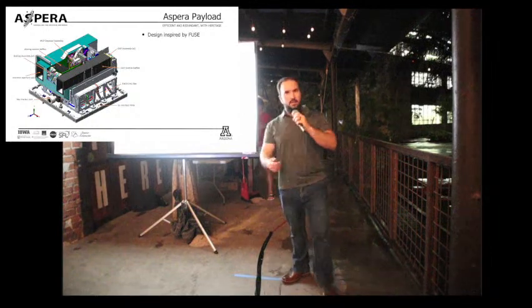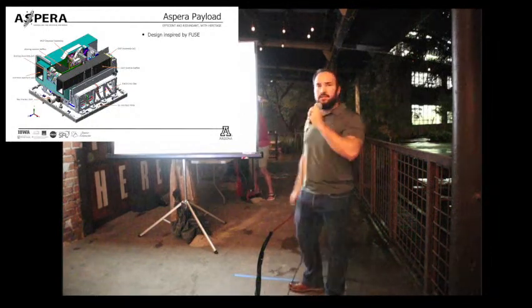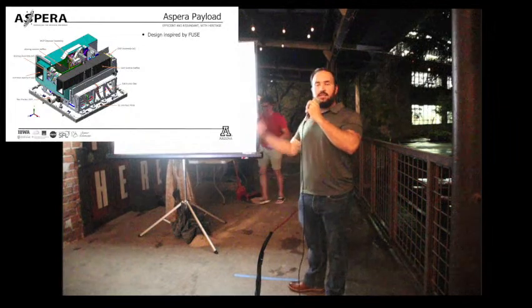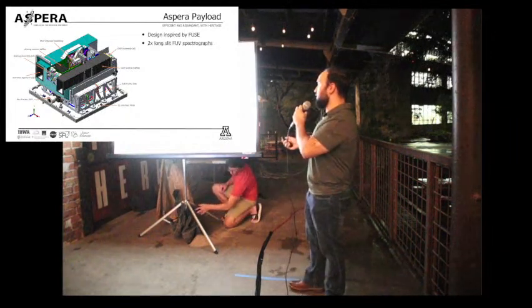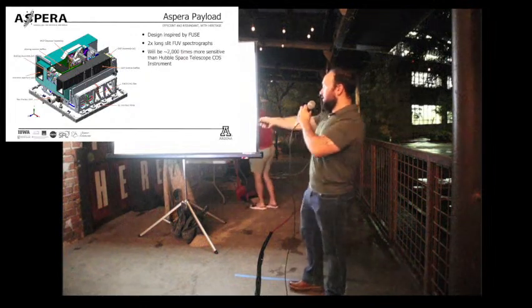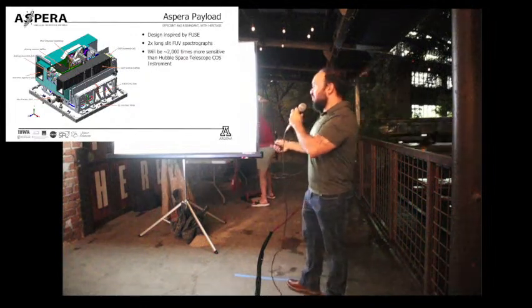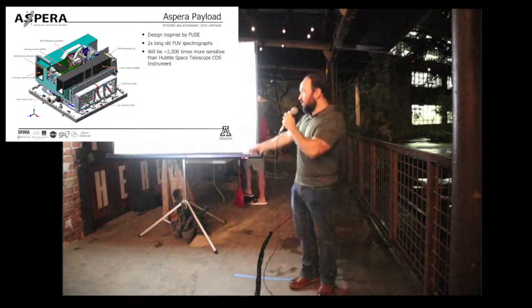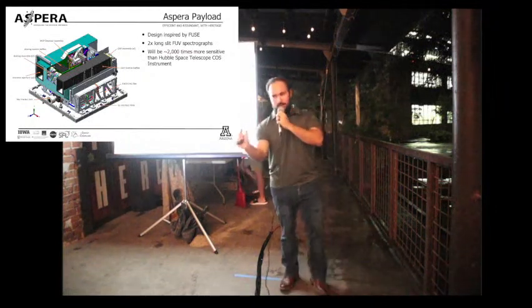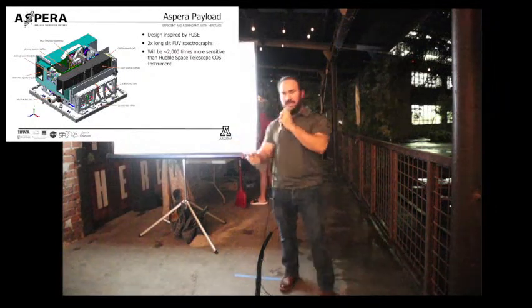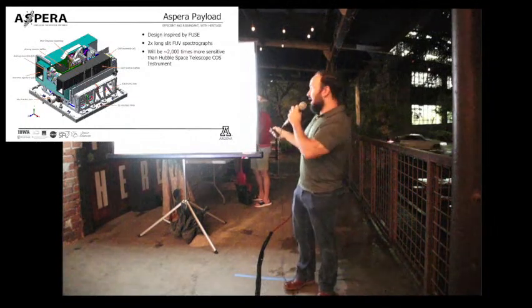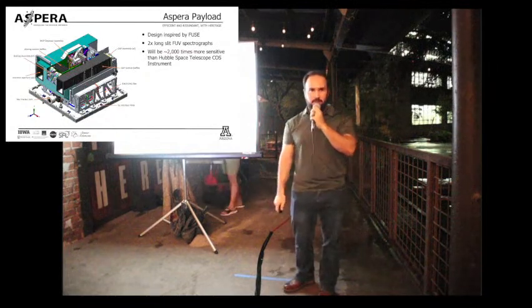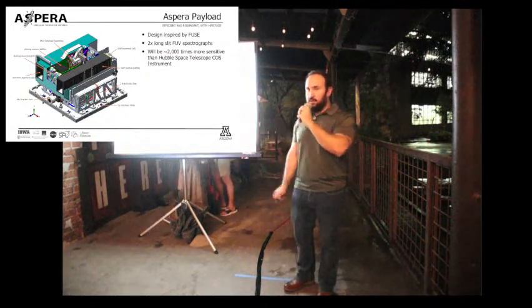There you go. Awesome. So we're not reinventing the wheel here. This is a design inspired by the FUSE telescope, the Far UV Spectroscopic Explorer, launched way back in the 90s when I was a baby. It's, again, 2x long slit spectrographs. This instrument, Aspera, even though one of these mirrors is only about 5 centimeters across, will be 2,000 times more sensitive than the Hubble Space Telescope's Cosmic Origins Spectrograph instrument for the purposes that we're using it.